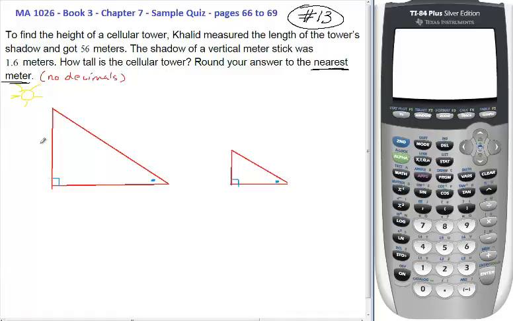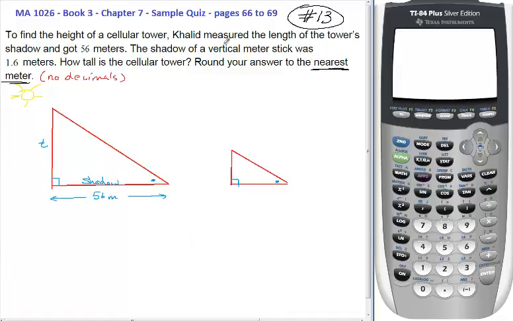Now the tower is over here. Let's call it T for tower. We don't know that length, right? But the shadow cast by the tower. Now remember, shadows are along the horizontal, so our shadows are along there, and that shadow from the tower is 56 meters. So Khalid measured this to be 56 meters.